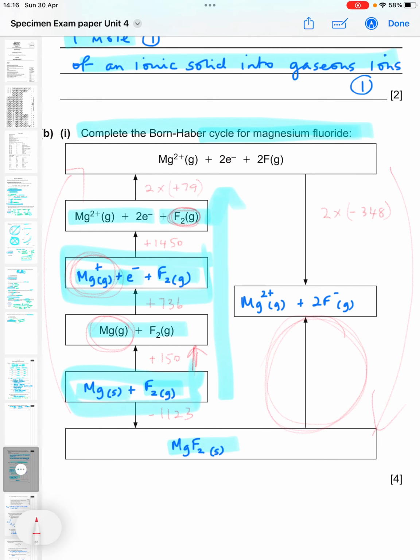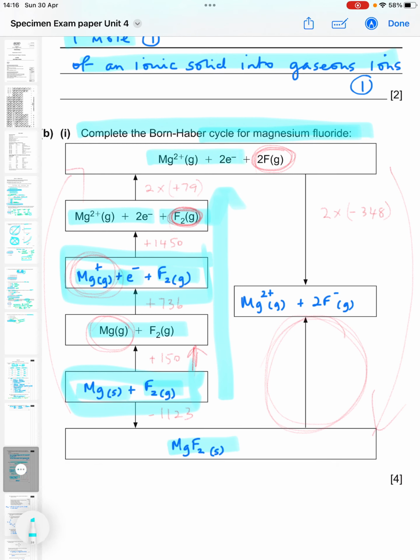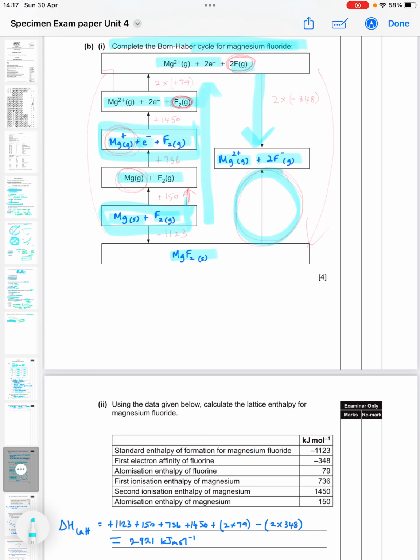And then at the top here, in this last bit, we've got the atomization of the fluorine, so going from F2 to 2F atoms. So we've got the Mg2 plus as a gas and the 2 electrons, plus then the 2 fluorine atoms. And then following this arrow down the way, we keep the Mg2 plus, and we have then 2 fluoride ions. So that is the electron affinity of the fluorine. And then this one here is the one that we want to find out.